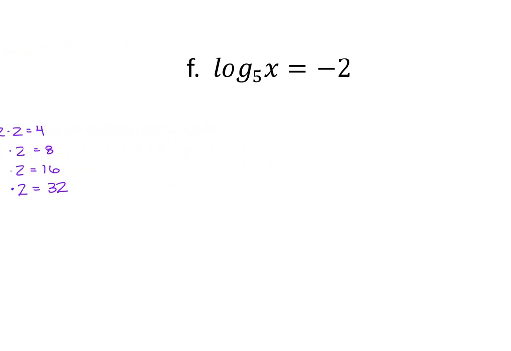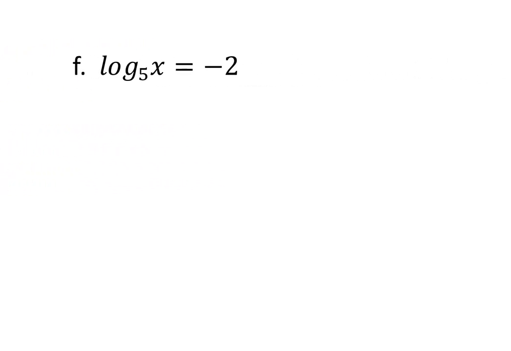All right, let's look at a couple other ones. For F, we have log base 5 of x equals -2. And so we're going to do our around the world. We get 5 to the -2 equals x. And for this one, we have a negative exponent, so we're going to do 1 over. And if we square 5, we get 25. And that's our final answer.